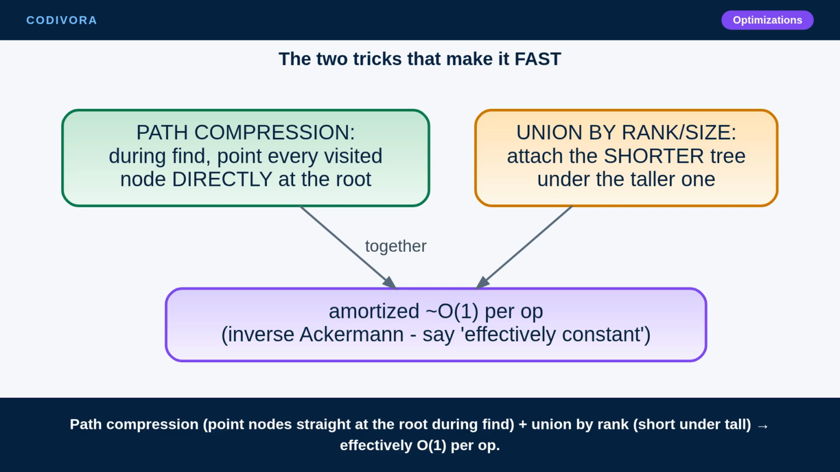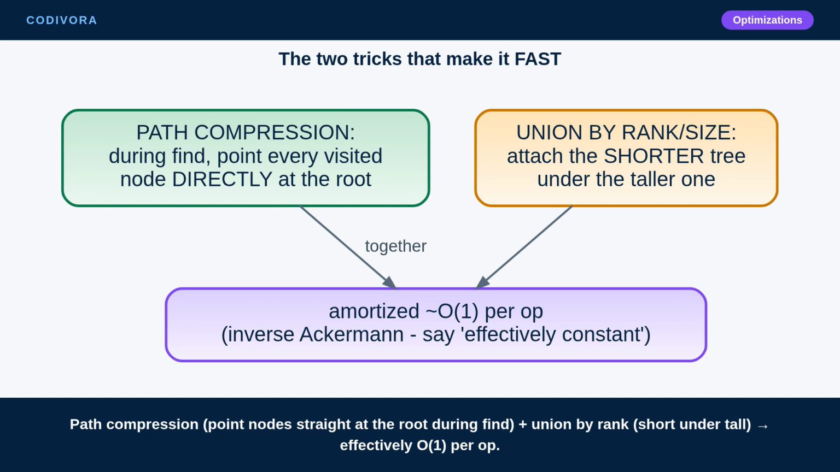Naively, these trees can degenerate into chains, so two tricks keep them flat, and you should name both. Path compression: during a find, after you locate the root, point every node you visited directly at it. The tree flattens as a side effect of reading it. One extra line in find. Union by rank or size: when merging, attach the shorter tree under the taller, so height only grows when equals meet.